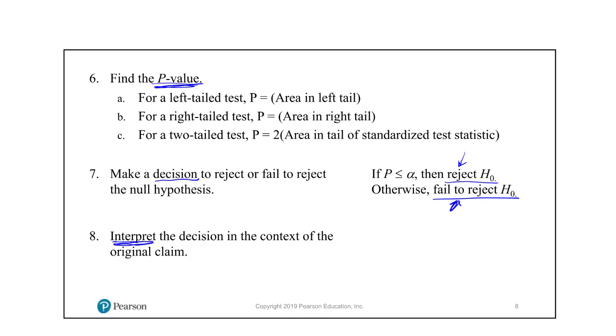So here we were making the decision, now we're interpreting the decision. This is when we have to decide, are we in support or rejection mode? And then do we have enough evidence to support, or do we not have enough evidence to support? Or on the flip side, do we have enough evidence to reject the claim, or do we not have enough evidence to reject the claim? So this is all about whether we're supporting or rejecting the claim, not H naught anymore, the claim.